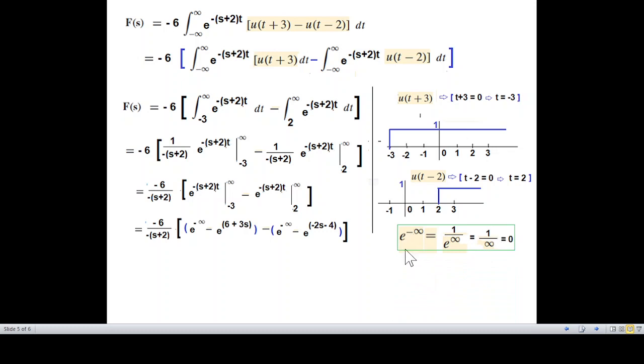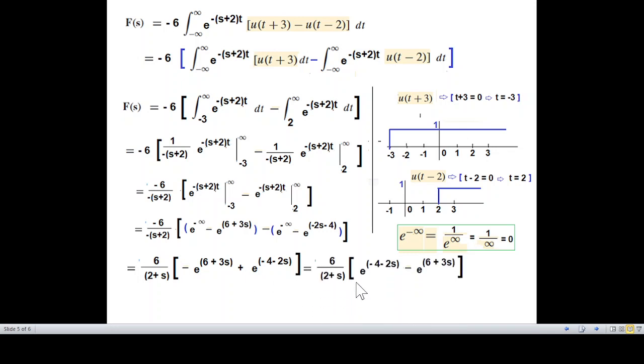And as we had discussed earlier, e raised to the power minus infinity is 0. So we put 0, and there is no point writing 0, so we just write this value and the second value. Negative into negative will be positive. And this can be rearranged, positive first and then negative. So this is the answer for the first part. And the answer given in the book is this, so we have the same answer.